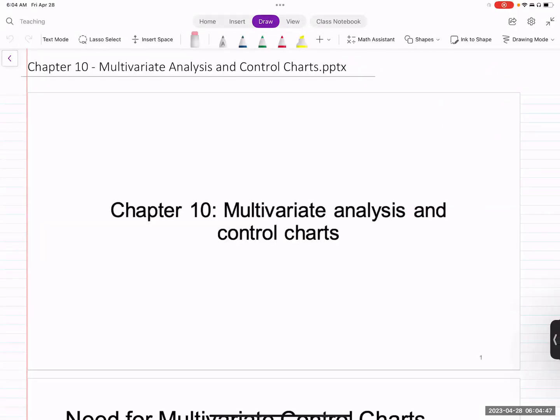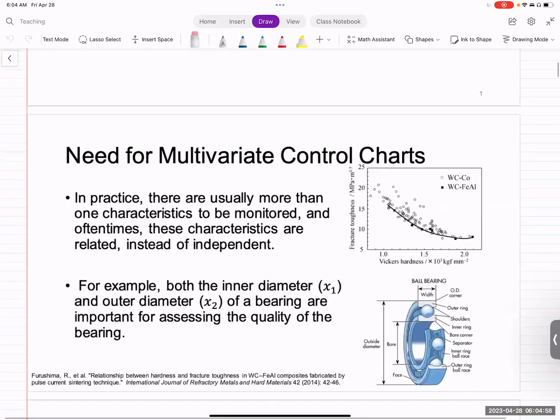All right, welcome back and welcome to the last class of this course, which is on multivariate analysis and control charts. All right, to get started, let me try to give you a couple of examples to motivate why we need multivariate control charts, and then we'll look at some control chart examples.